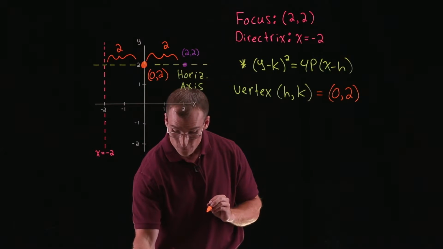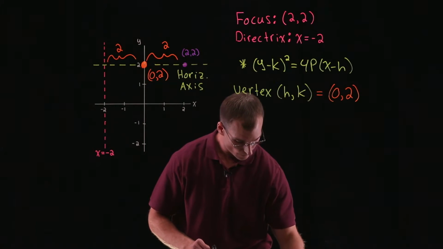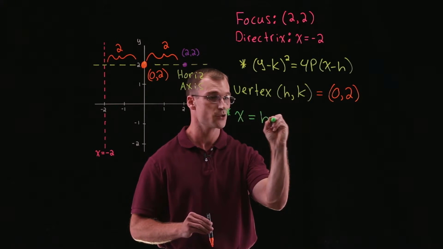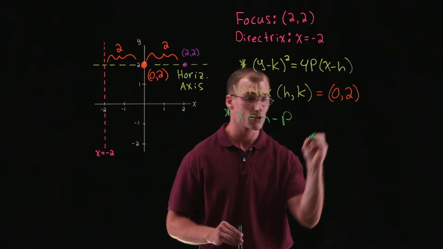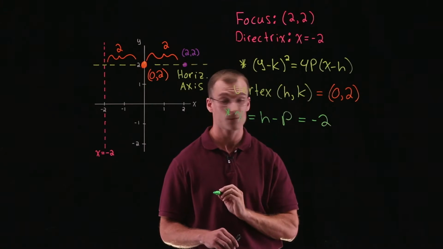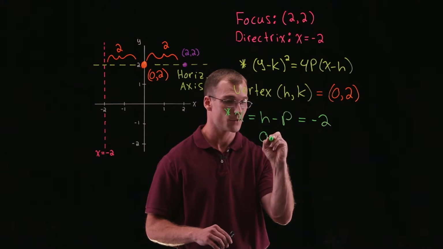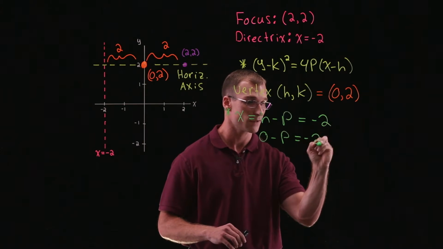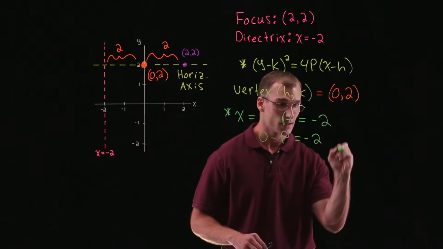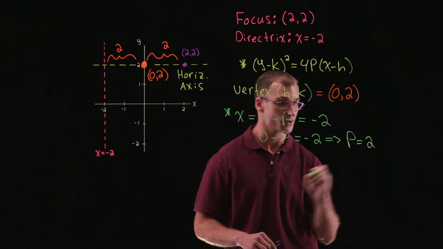Well, if we have a horizontal axis, then the equation of the directrix can be given as x equals h minus p. But we know the equation of the directrix is x equals negative 2. So h minus p has to be equal to negative 2. We'll plug in for h, which we know. Our h is 0. So we have 0 minus p equal to negative 2, and just solve for p. We have negative p equals negative 2. Dividing both sides by negative 1 gives us simply that p is equal to 2.